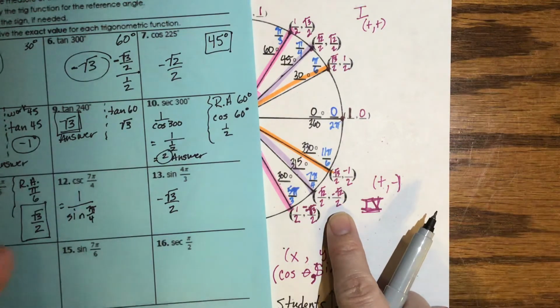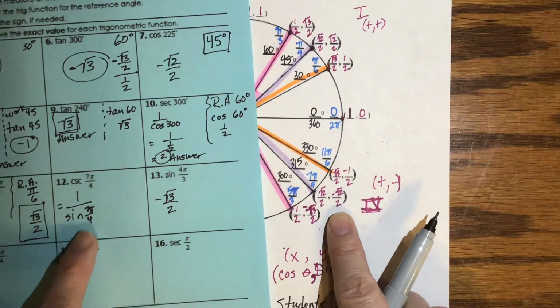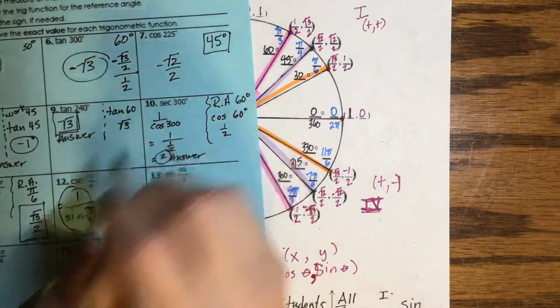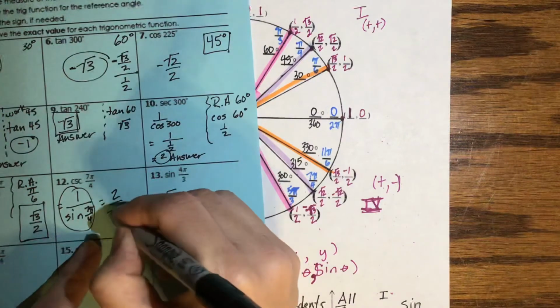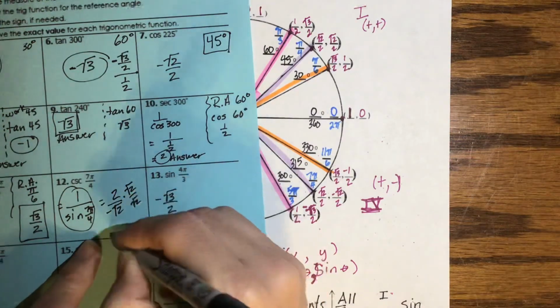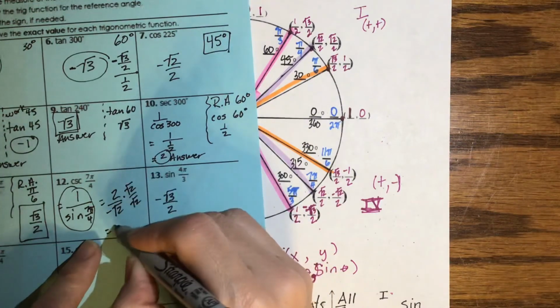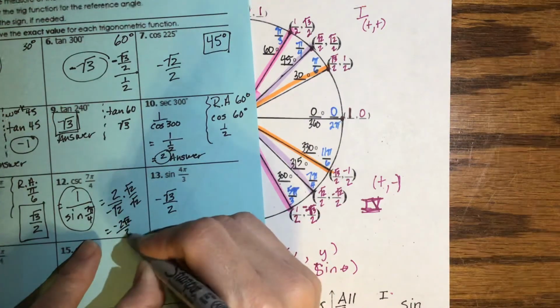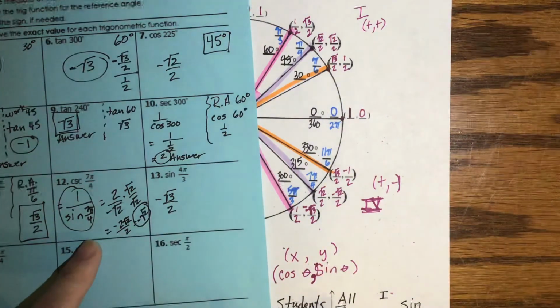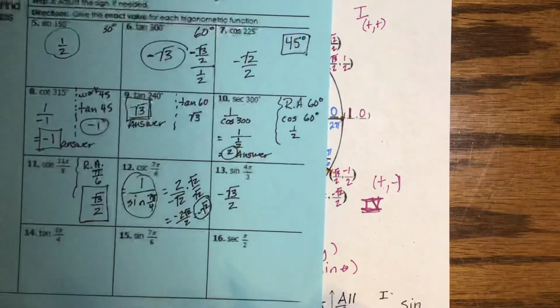And I'm going to flip it to get my cosecant. That's what this means. This means flip it. So 2 over, and then I need to rationalize that denominator. And then I'll need to reduce. So I get negative 2 square root 2 over 2, which is just negative square root 2. And you can barely see that.